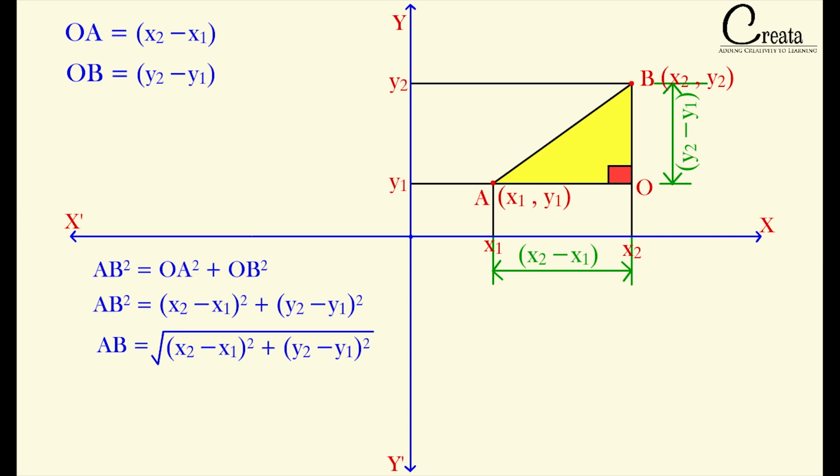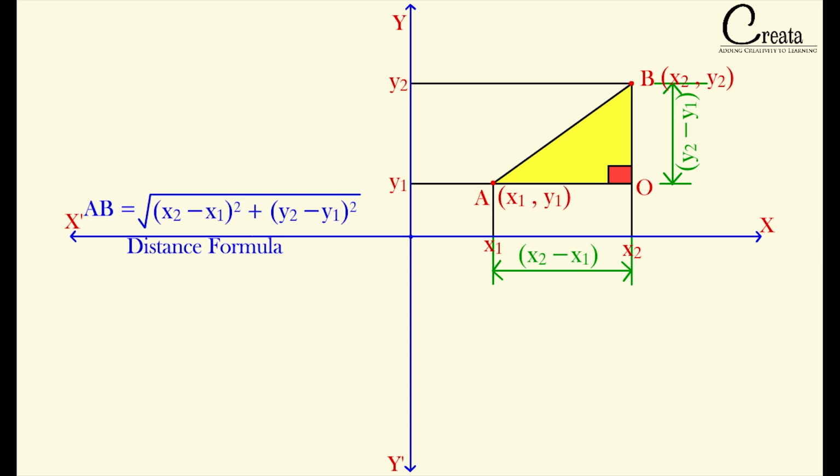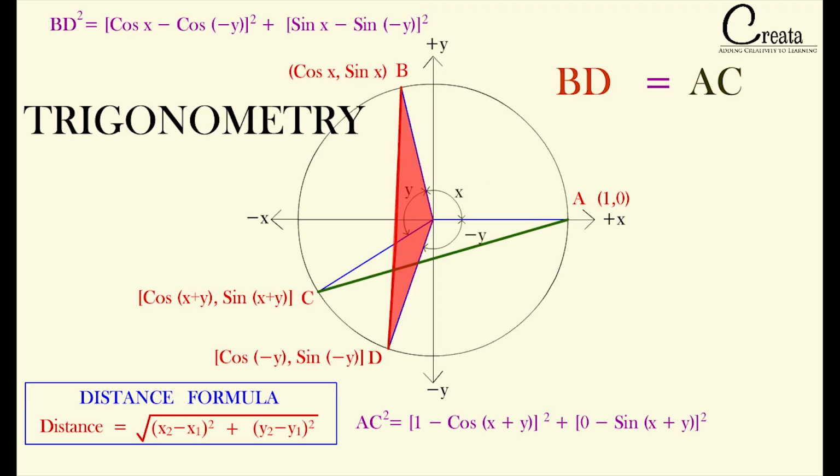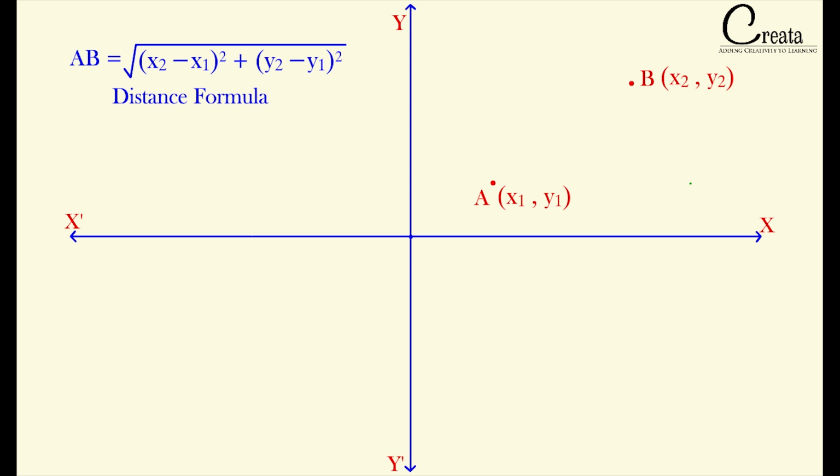This formula is known as the distance formula. If we know any 2 points, that is x1 y1 and x2 y2, we can apply this formula to calculate the distance between these 2 points. Okay, got it? This is a very important formula, you should know it. This formula will also be used in trigonometry to derive the formula of cos(a plus b) and cos(a minus b). So this is a very important formula, you should know it.